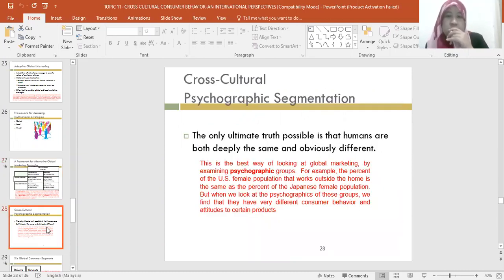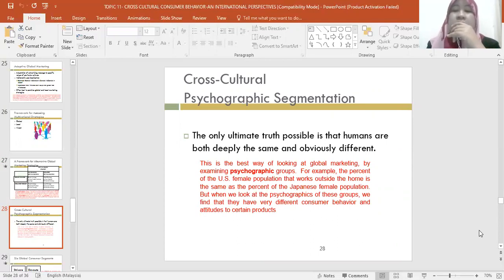We go to the next one, the cross-cultural psychographic segmentation. The only ultimate truth possible is that humans are both deeply the same and obviously different. Deeply the same and obviously different. This is the best way of looking at global marketing, by examining the psychographic groups.